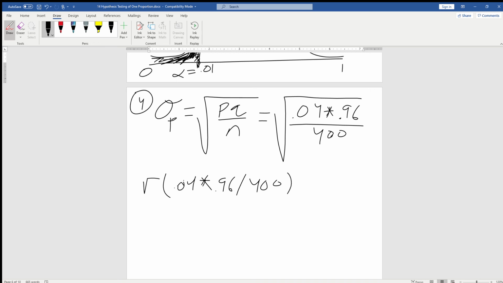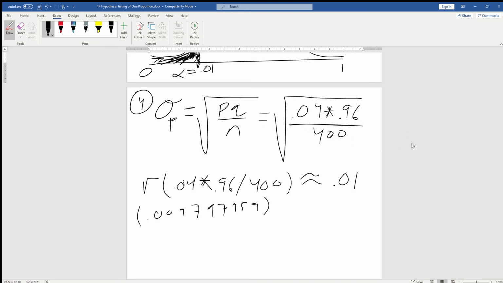If you do have a symbolic manipulator, you can just type it in exactly as it says up top there. So I'm going to type this in my calculator: square root of 0.04 times 0.96 divided by 400, and I get 0.0097. I'll just say 0.01. If I were to go out to 4 decimal places, it would still be 0.01 with the rounding. Technically, it's 0.009797959. Not that it matters that much at this point, so 0.01.